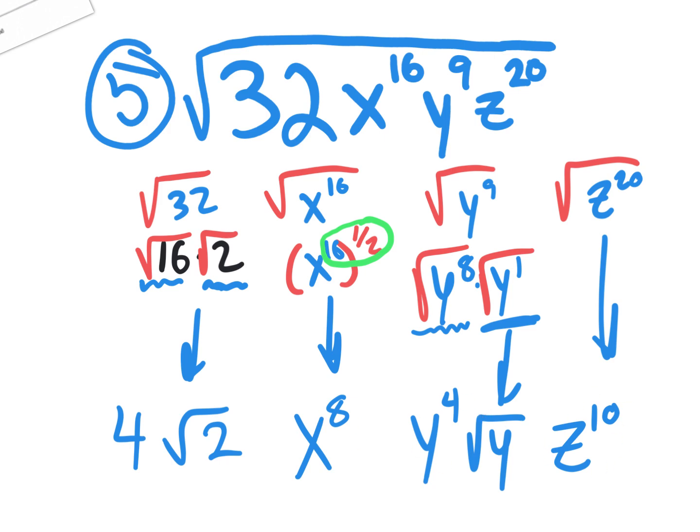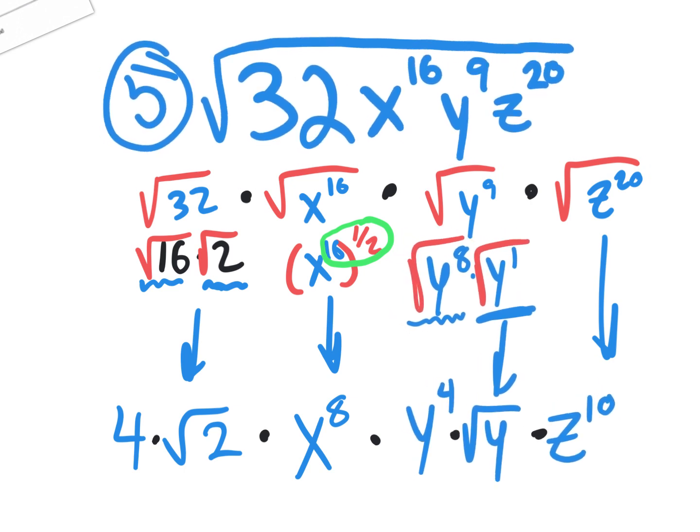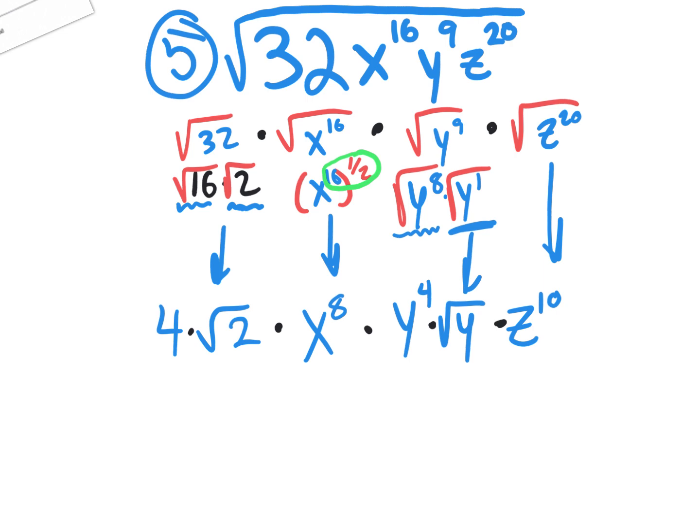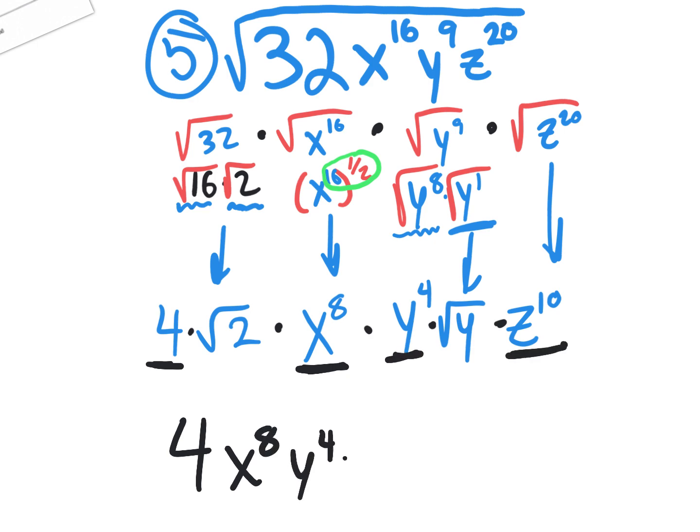We know that all of the original questions had multiplication between them, so they still have multiplication between them. And even those answers like 4 square root of 2, that's really saying 4 times the square root of 2. Y to the 4th square root of y, that's really saying y to the 4th times the square root of y. So it's all pure multiplication. So with that said, let's just organize it. We're going to put the nice number 4 out in front, then the x to the 8th, and then the y to the 4th, and then the z to the 10th.